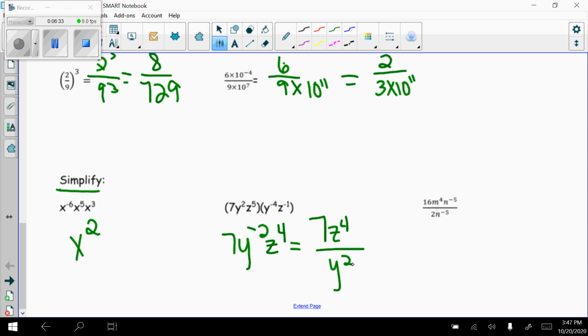16m to the 4th n to the negative 5th divided by 2n to the negative 5th. So first 16 divided by 2 gets me an 8. I have an m to the 4th. That's the only m I have, so it stays m to the 4th. N to the negative 5th and n to the negative 5th, they actually both cancel each other out. Anything divided by itself is 1. So my answer is just 8m to the 4th.